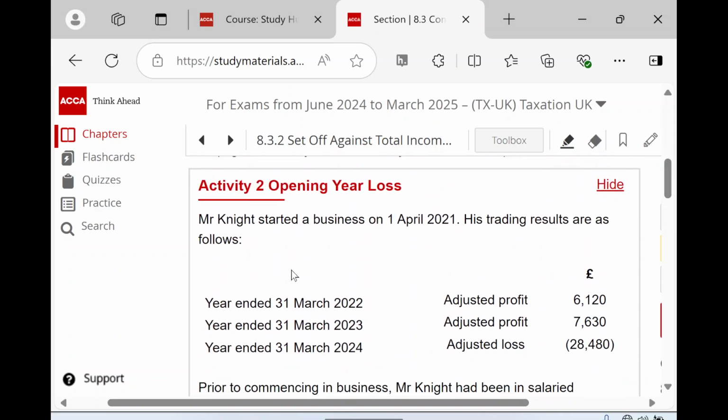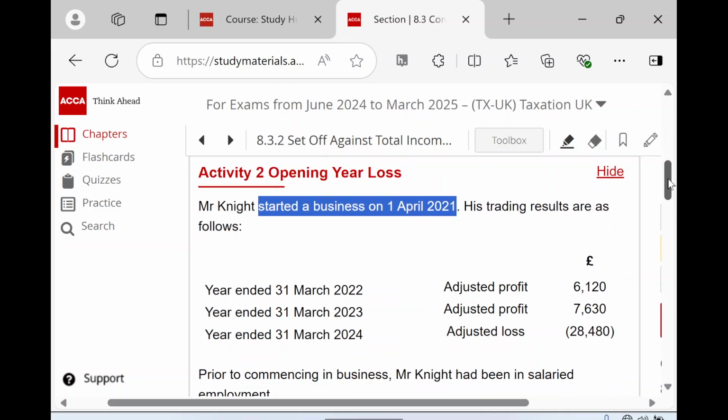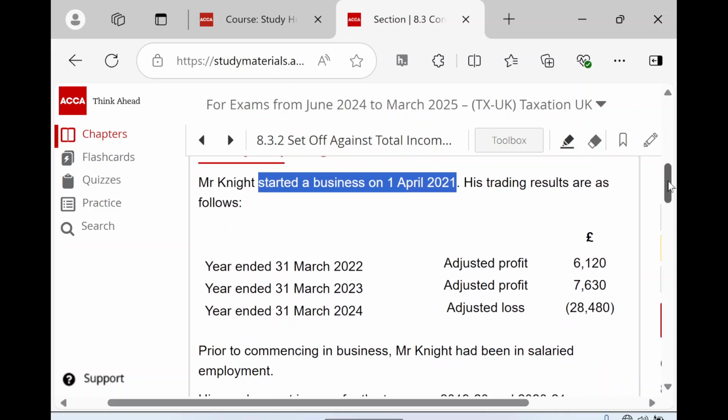Now, as expected, this individual, Mr. Knight, has started a business in April 21, and they give us the results. Note that in relation to loss reliefs for individuals, the same thing works in terms of basis periods and basis of assessment. In other words, it's not going to be complicated. To relate the accounting year to the tax years is not going to be difficult. It's really the loss elements that are going to be a little bit tricky.